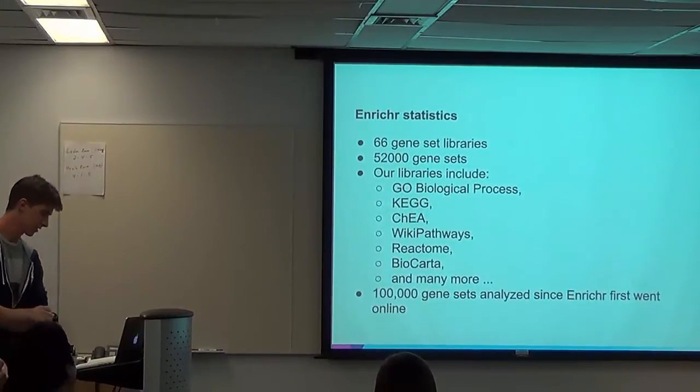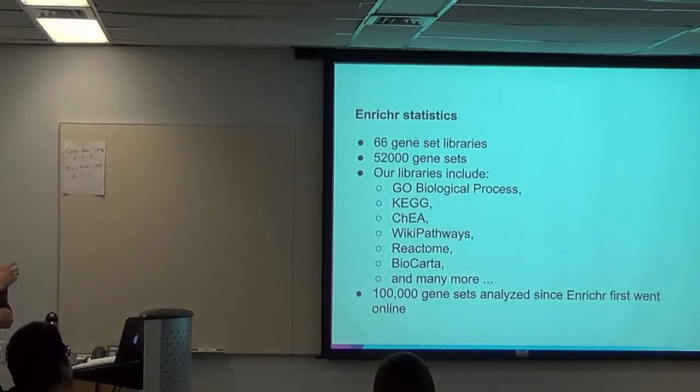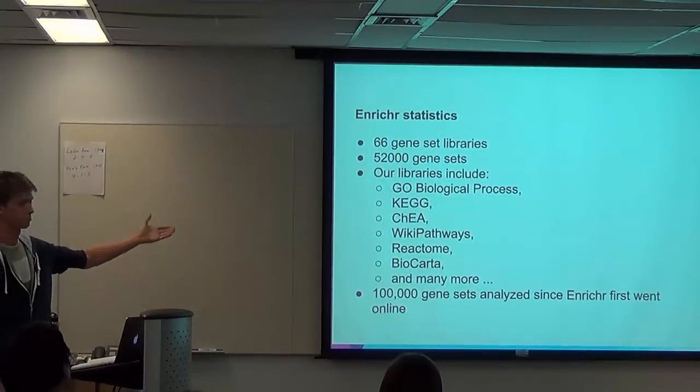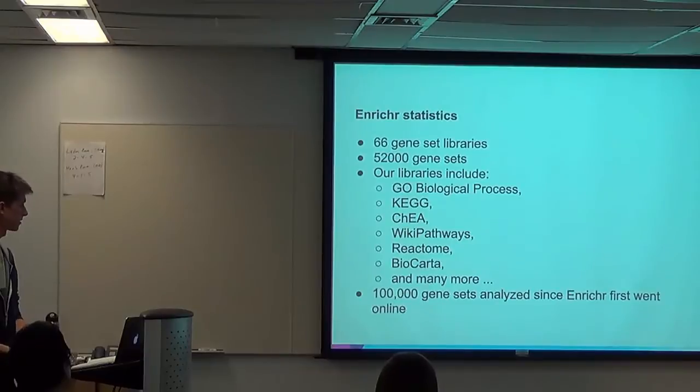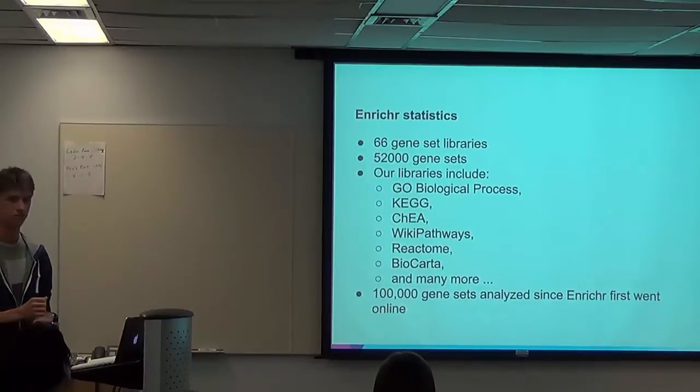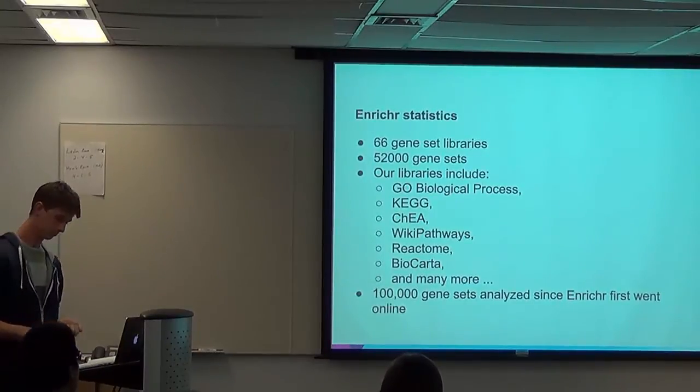So some statistics. We have at the moment 66 gene set libraries, which are constituted of 52,000 gene sets, and some of our most popular or the most used libraries are listed here. And just today, actually, we hit 100,000 gene sets analyzed since Enrichr first went online.